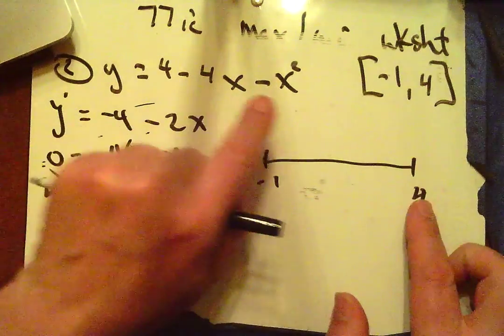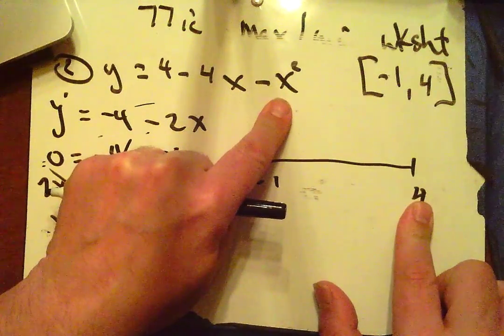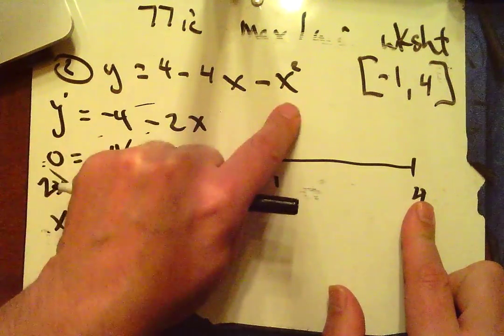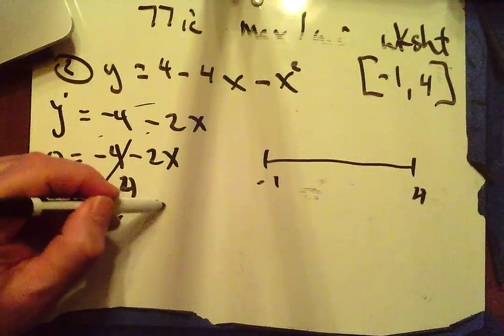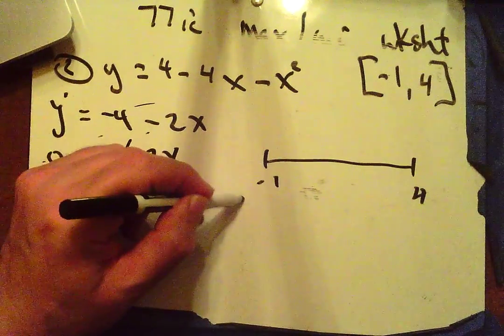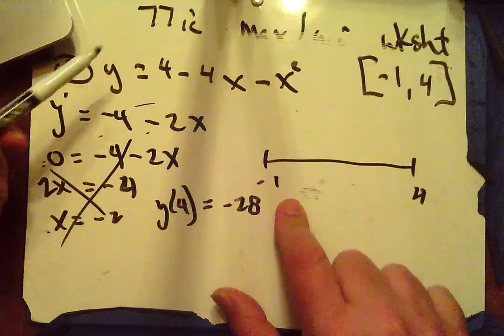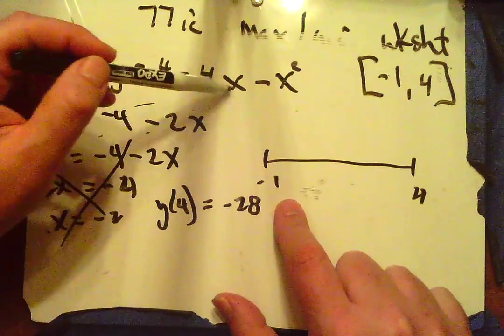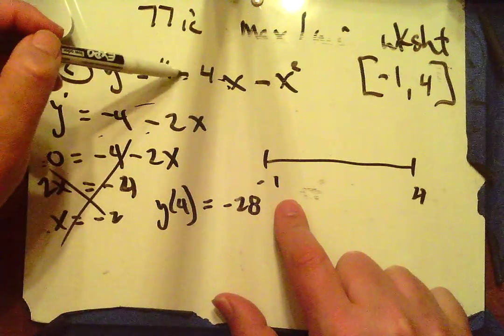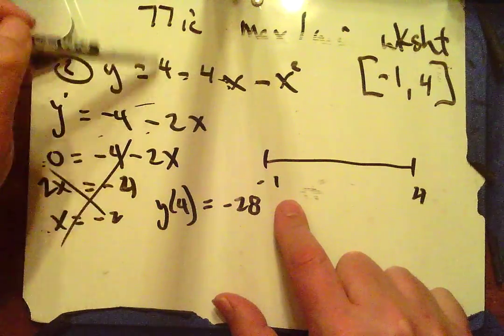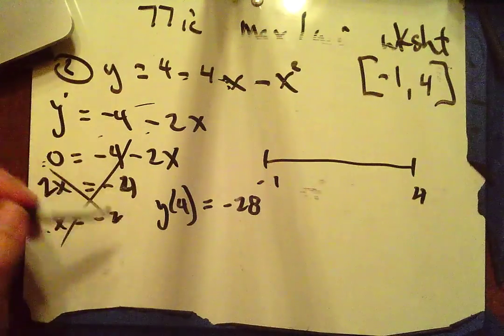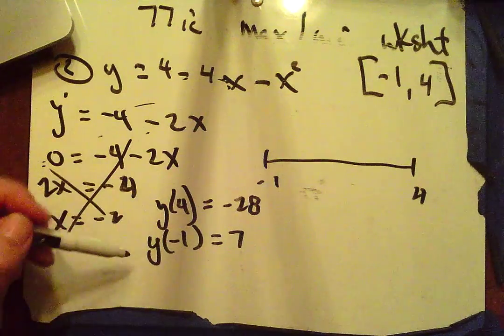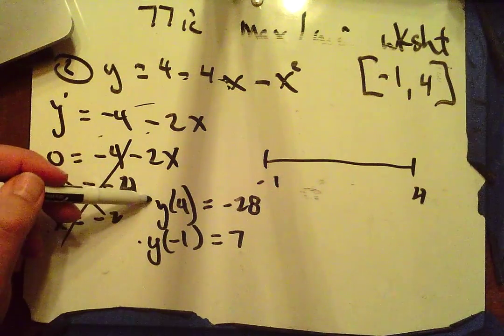So if I plug in a 4 here, I'm going to have 16. I'm going to have 4. 4 minus 32 is negative 28. Y of 4 equals negative 28. And if I plug in negative 1, it's going to be positive 1. Oh, but I'm subtracting it. That's going to be positive 4, because minus a minus 1. So I have 8 minus 1 is 7. So y of negative 1 equals 7. It looks like I have my absolute max here and my absolute min here.